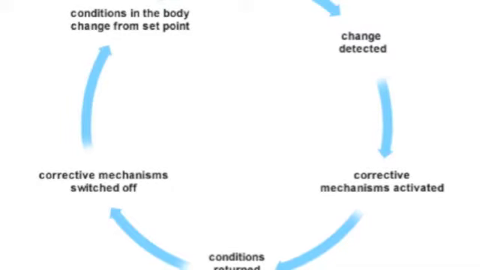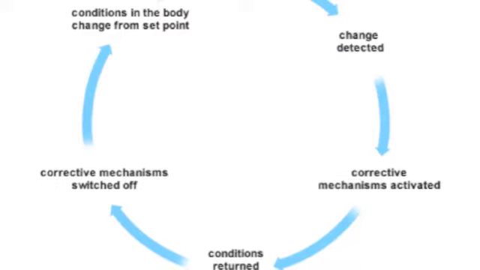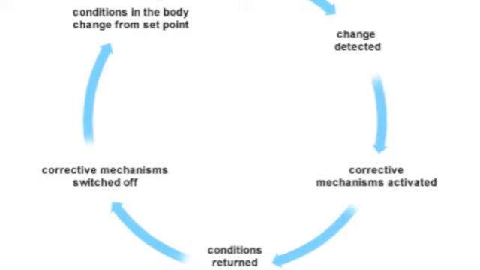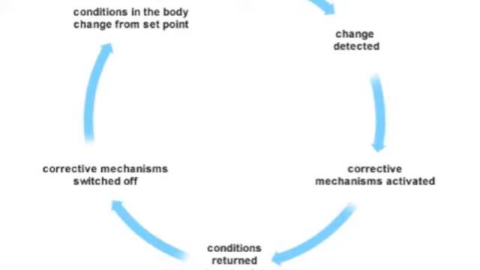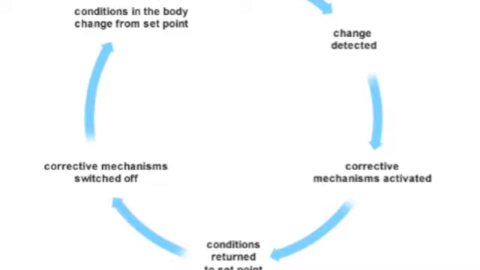A negative feedback loop occurs when conditions in the body change from a set point. This change will be detected from the hypothalamus. This will lead to corrective mechanisms being activated. From there, conditions will return to the set point and the corrective mechanisms will be switched off.